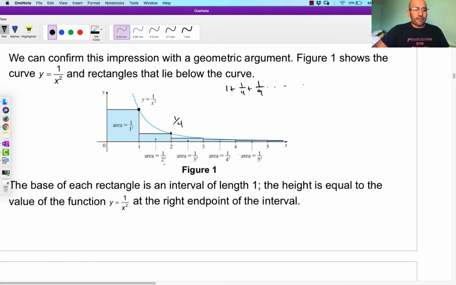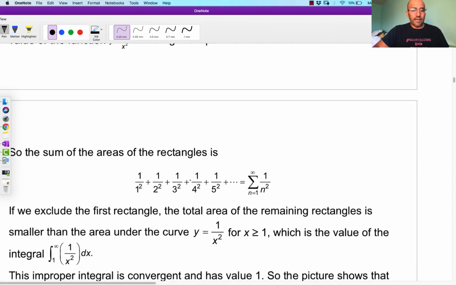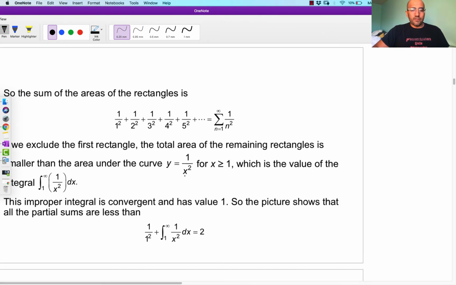Keep that in mind. Okay, so the base of each rectangle of the interval is length 1. The height is equal to the value of the function. And we have a right endpoint for the interval, right? So we're using this. The right side of the rectangle goes up to the function, which means that all the rectangles are below the function f of x. That's important.